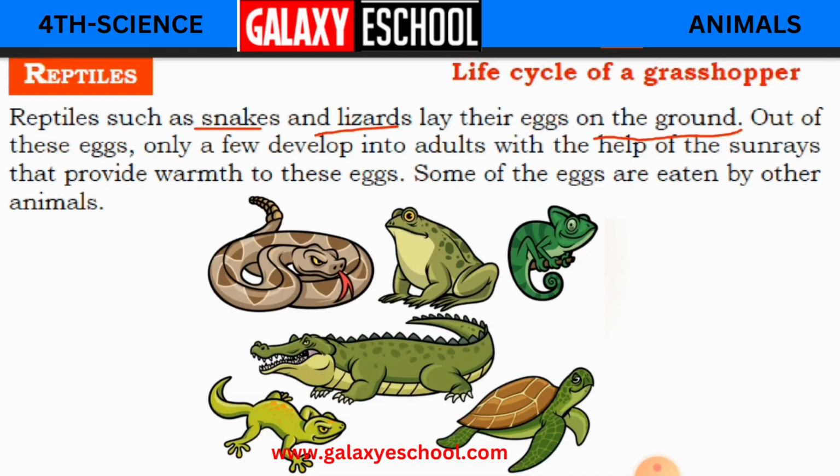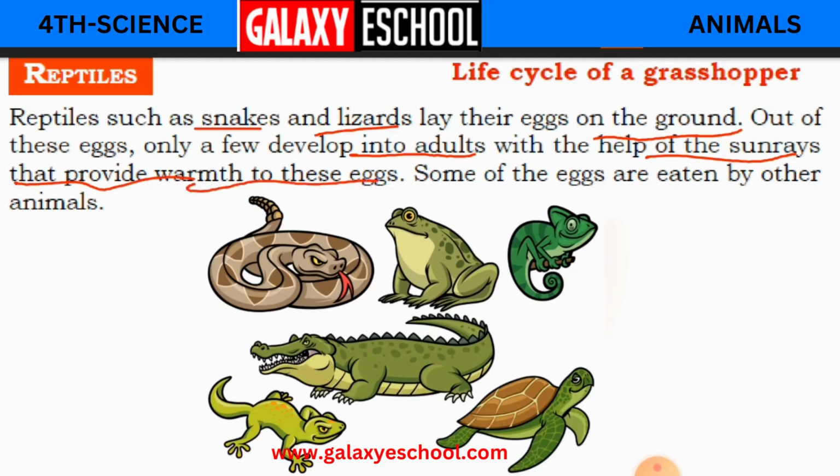See here, snakes and lizards live on the ground. So as they live on the ground, they lay the eggs on the ground. And out of these eggs, only a few are going to develop into adults. How? With the help of the sun rays that provide warmth to these eggs.